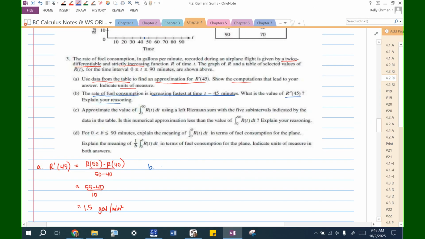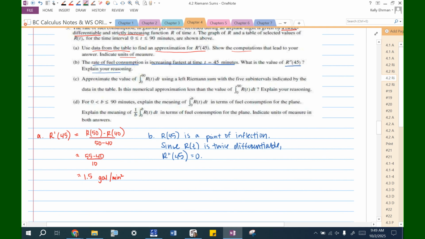So r of 45 is a point of inflection. Since r of t is twice differentiable, r double prime of 45 equals 0. The options were 0 or undefined because that's what the second derivative is at a point of inflection. And so I know it has to be 0 because we have a twice differentiable function.